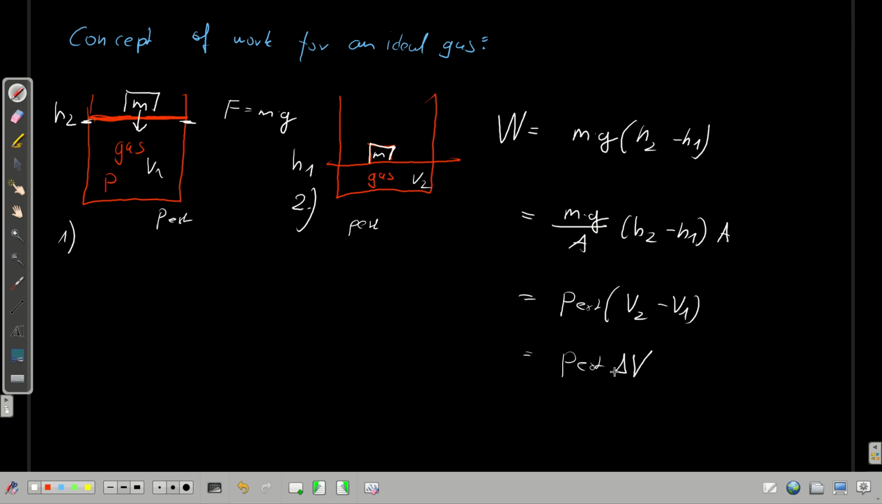And because this is now convention, since the gas is finally compressed, work has been done on the system, on the gas, and therefore the value of the performed work is positive. But since h2 is smaller than h1, this expression here is negative, and therefore we had to add a negative sign here. Negative, negative, negative.